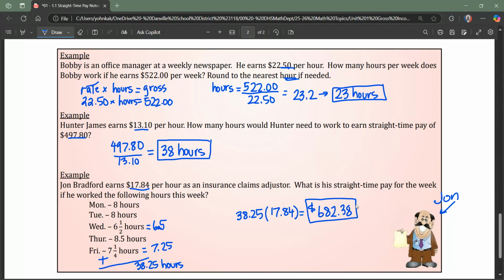All right, kids, that's how you calculate straight time pay. It's when you multiply the number of hours times the hourly rate, and that's how you come up with your pay.